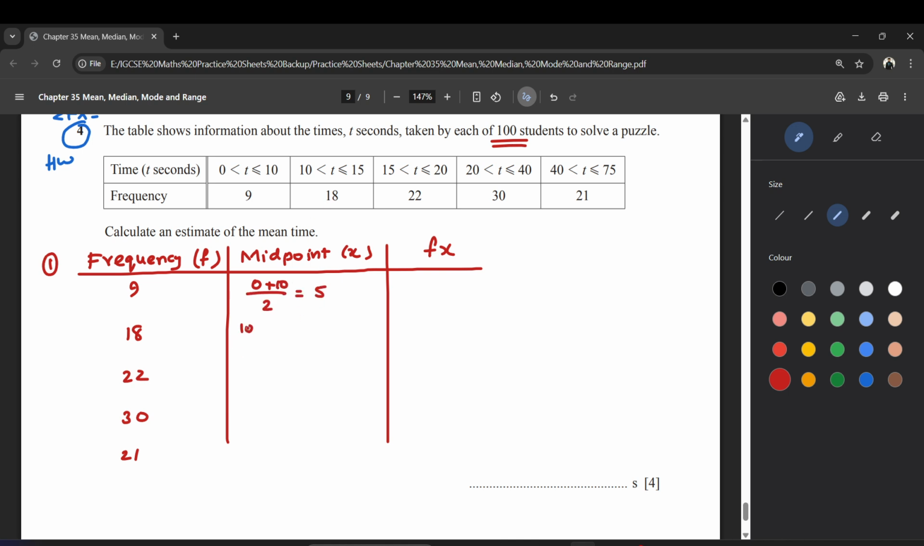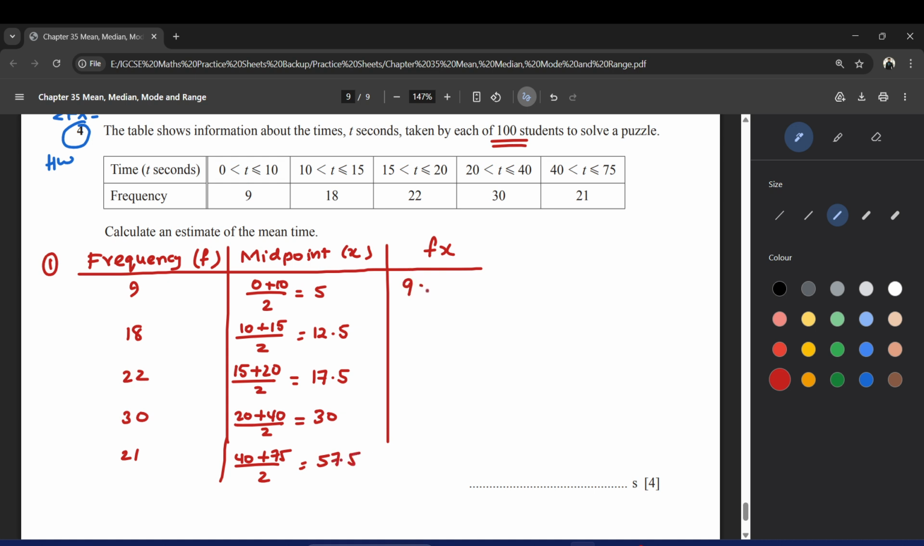Then 10 plus 15 upon 2, that would be 12.5. Then 15 plus 20 over 2, that would be 17.5. Then 20 plus 40 divided by 2, that would be 60 upon 2, which is 30. Then 40 plus 75 divided by 2, so this one would be 57.5.